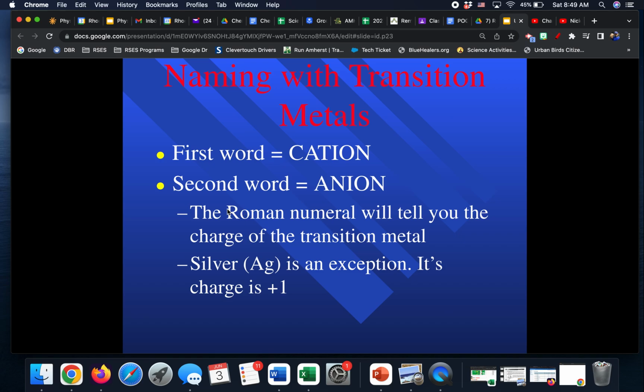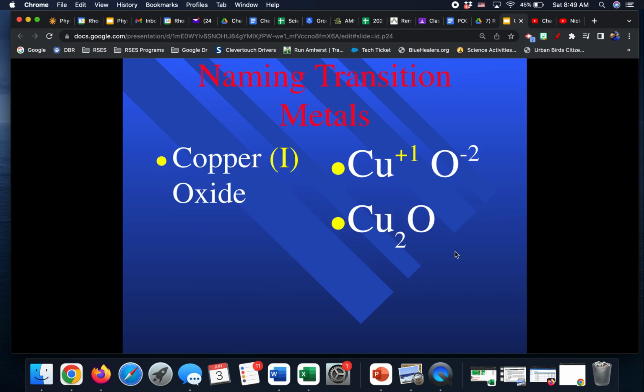We have to add a Roman numeral to tell us the charge of that transition metal, because they can have more than one charge. So saying gold sulfide isn't good enough. Gold can have 2 different charges because it's a transition metal. So here's an example.